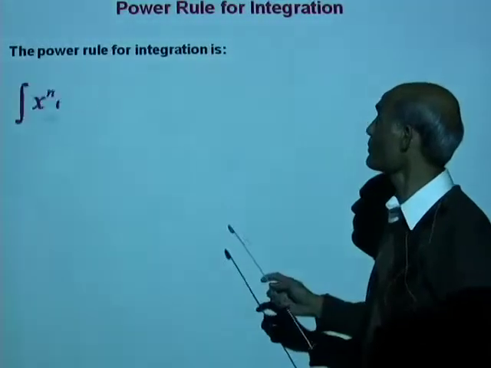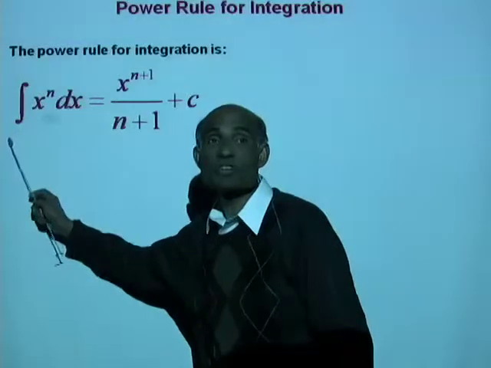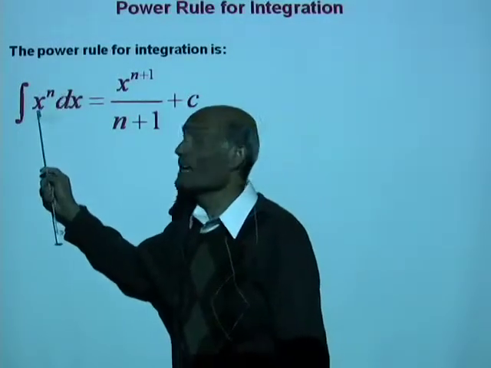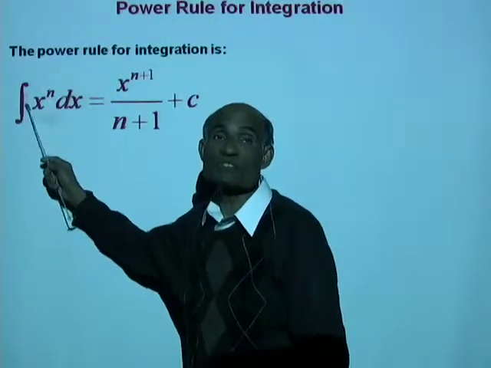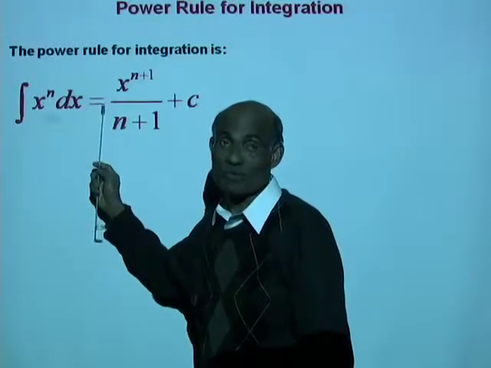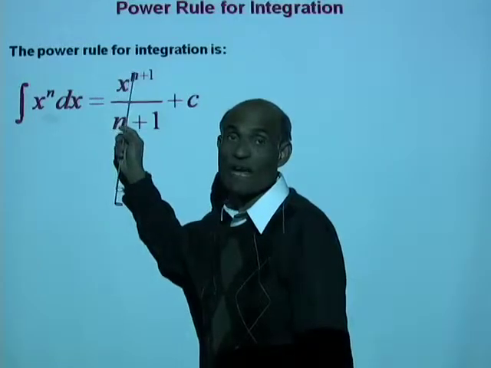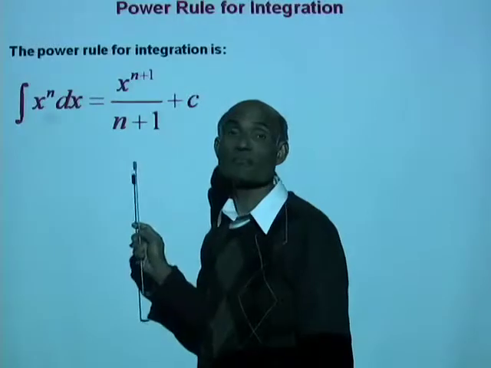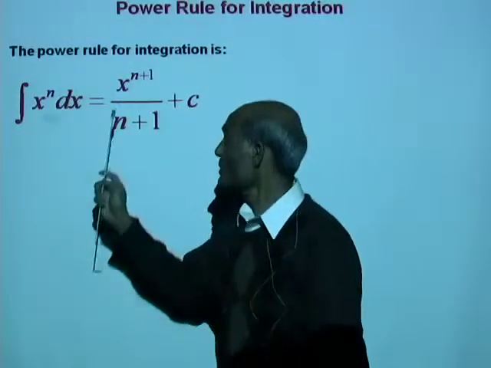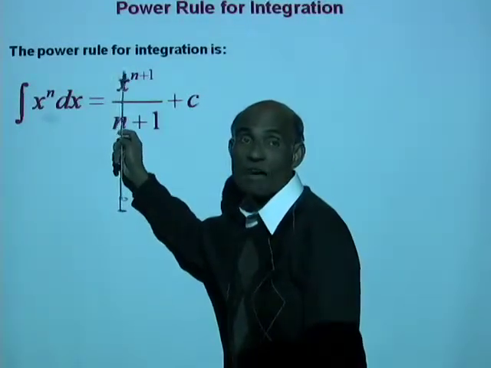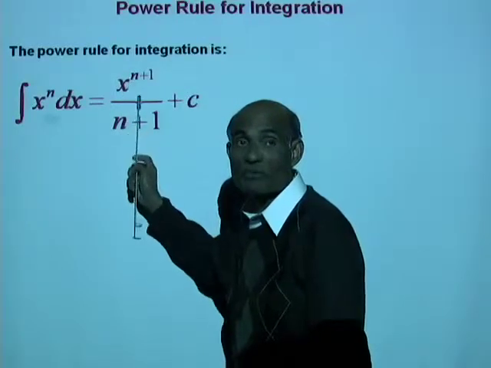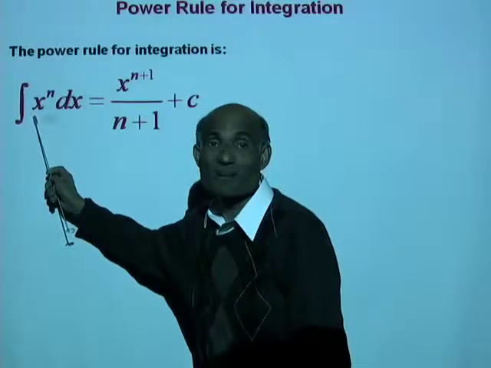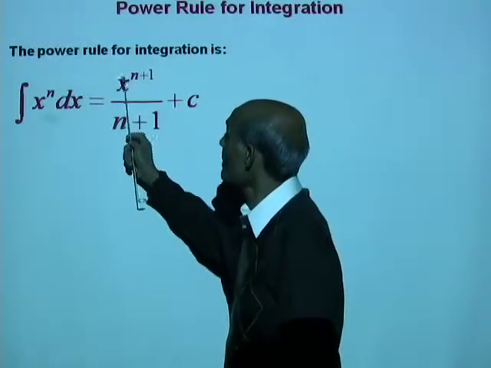The power rule for the integration is integral x to the power of n dx. In other words, x to the power of n integrated with respect to x will give you x to the power of n plus 1 over n plus 1 plus c. Now, you can find the derivative of this. If you find the derivative of this, you must get x to the power of n. Is that right?